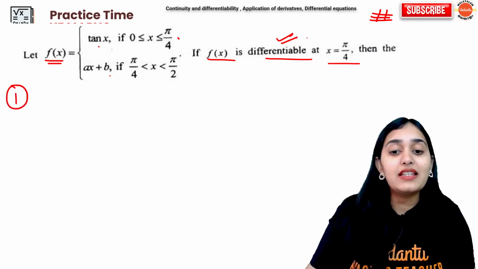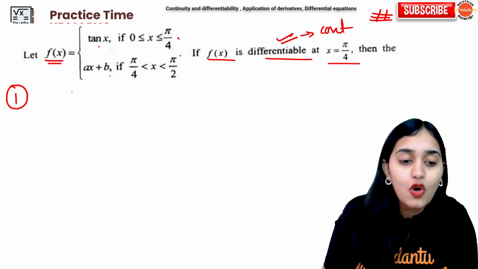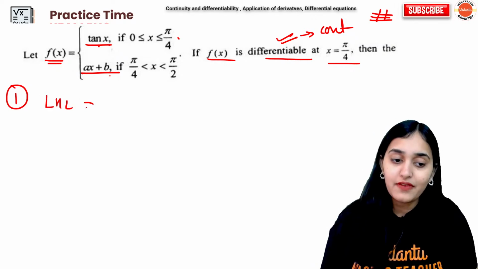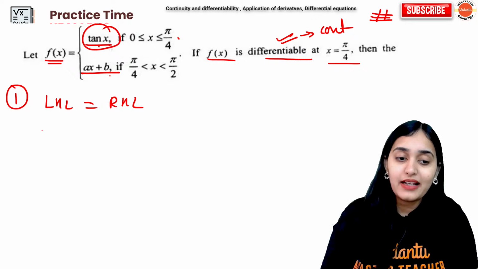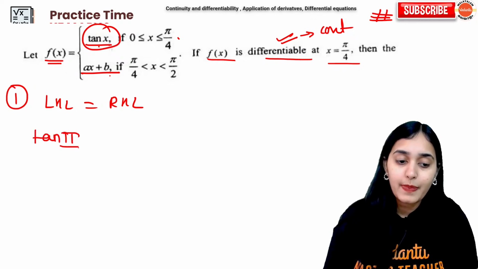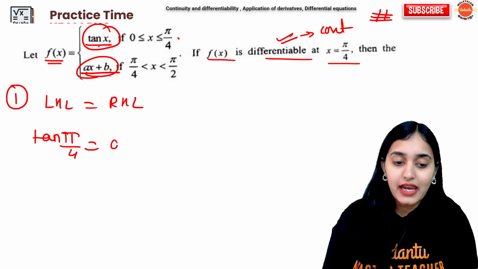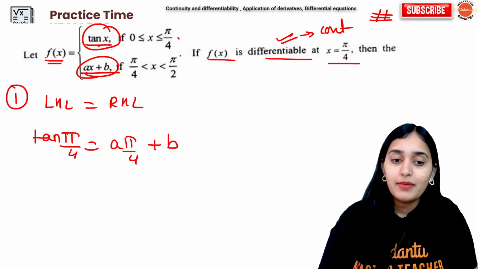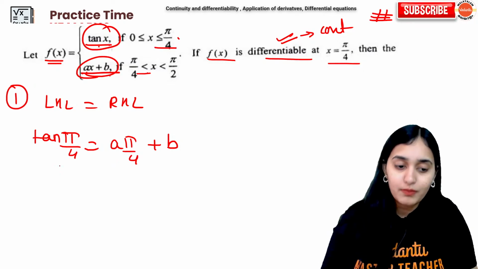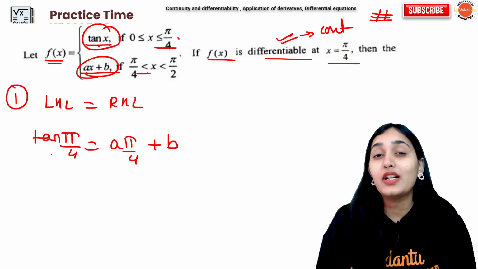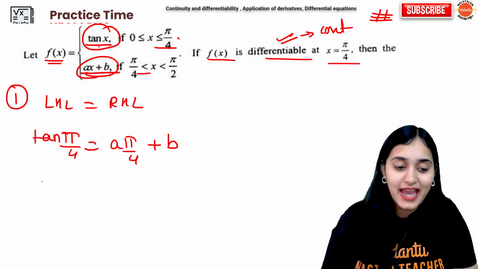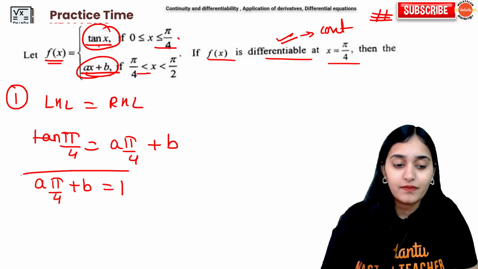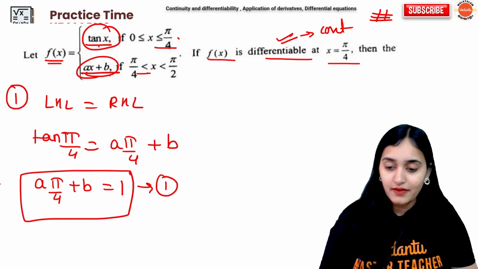First formula, what did I say? If the function is differentiable, it is continuous also. So if this function is continuous, what will happen? Left hand limit will be equal to right hand limit. What is left hand limit? Tan pi by 4. What is right hand limit? A into pi by 4 plus b, because this is less than pi by 4, this is greater than pi by 4. Put the value. What is tan pi by 4? 1. So we have here a into pi by 4 plus b is equal to 1. This is our equation number 1.